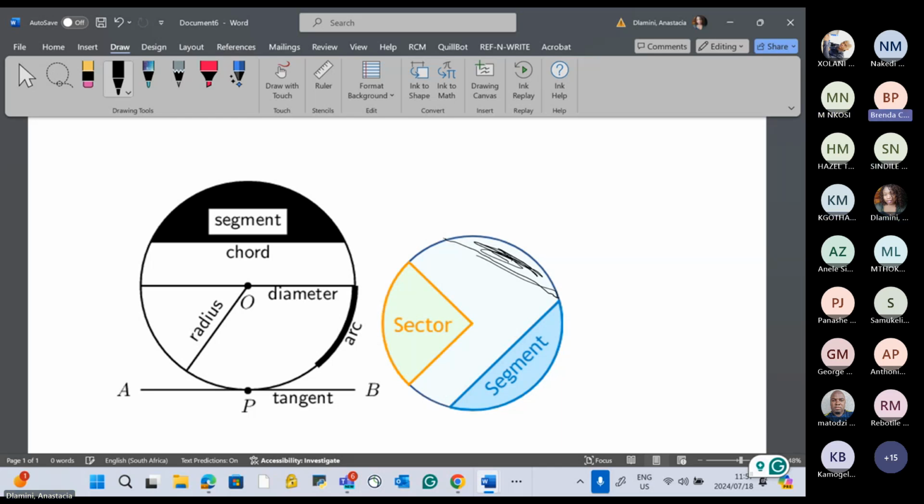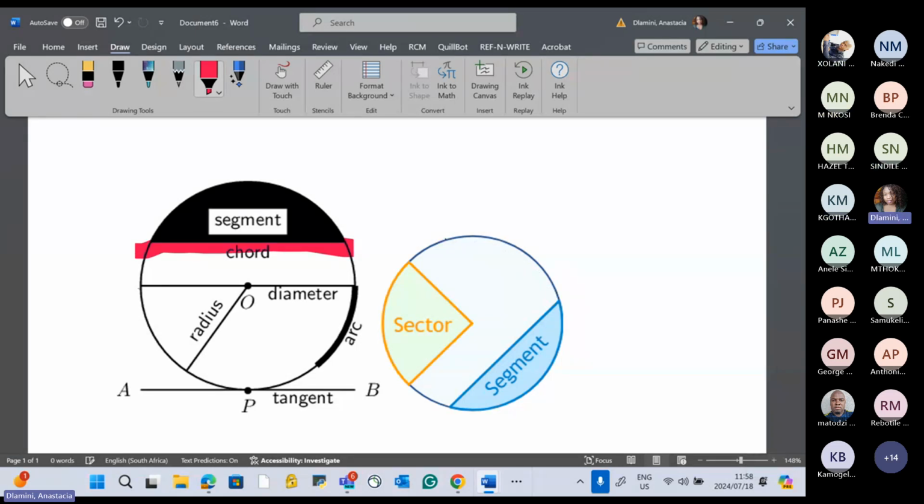Here we call it the radius. The line from the origin to any point on the circle is called the radius. The line that starts from one part of the circle, goes through the origin and goes to the next part is called the diameter. Half of the diameter is called the radius. The line that divides the circle and the segment is called the chord.